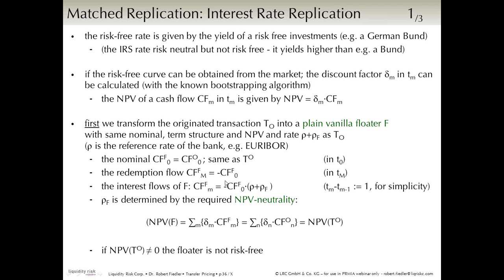The redemption cash flow is minus this rate, and the interest rate flows are given by the floater rate. And this rho F now needs to be determined, and is determined by the NPV neutrality. So the NPV of the floater is just the sum of the discounted originated cash flows, and they are the same as the discounted cash flows of the floater. Okay, if this is not 0, the floater is of course not risk-free.